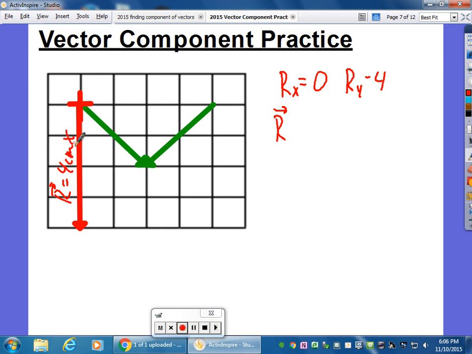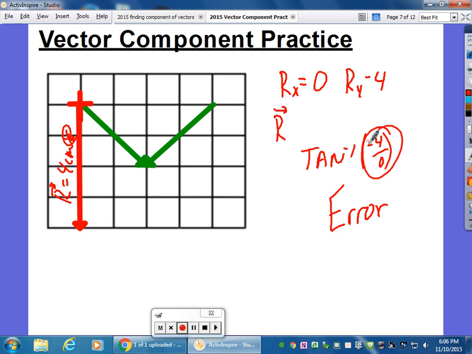That's pretty straightforward. But in terms of the direction of this, if you go ahead and plug these numbers into the inverse tan, and you put the y, which is the negative 4, over the 0, what your calculator will return to you is a big fat error. And the reason is because you have an improper fraction here. You can't have 0 in a denominator. The question is, well, then how do you solve for that? And the answer is, well, you don't solve for it.